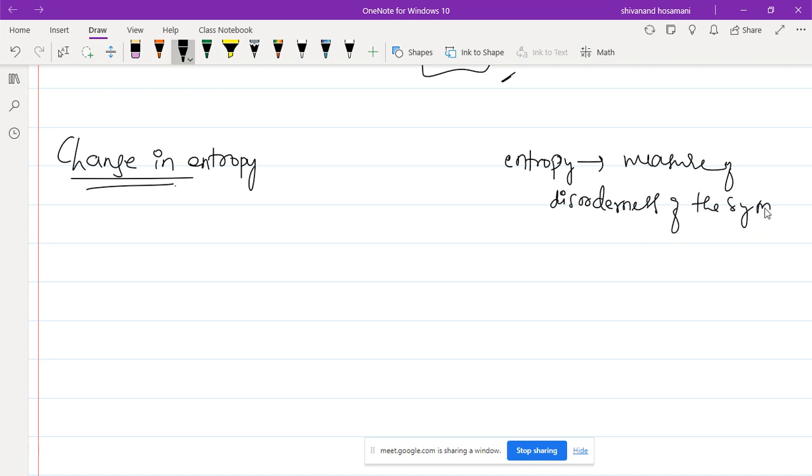Say, for example, if entropy is very small, it means the system is more ordered. It is a measure of the arrangement or orderness of the gas molecules. So here entropy is a measure of disorderness. For example, take a gas container with gas molecules in it.